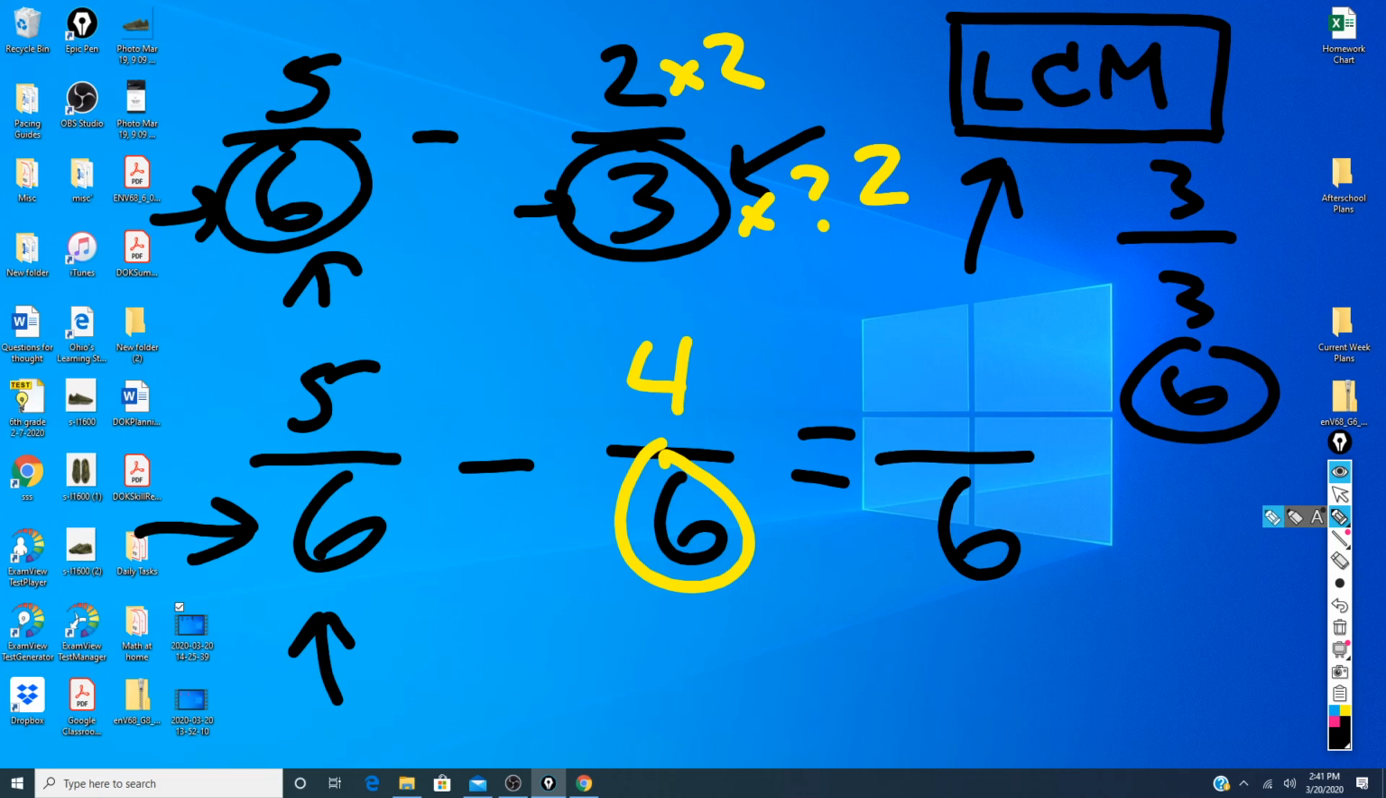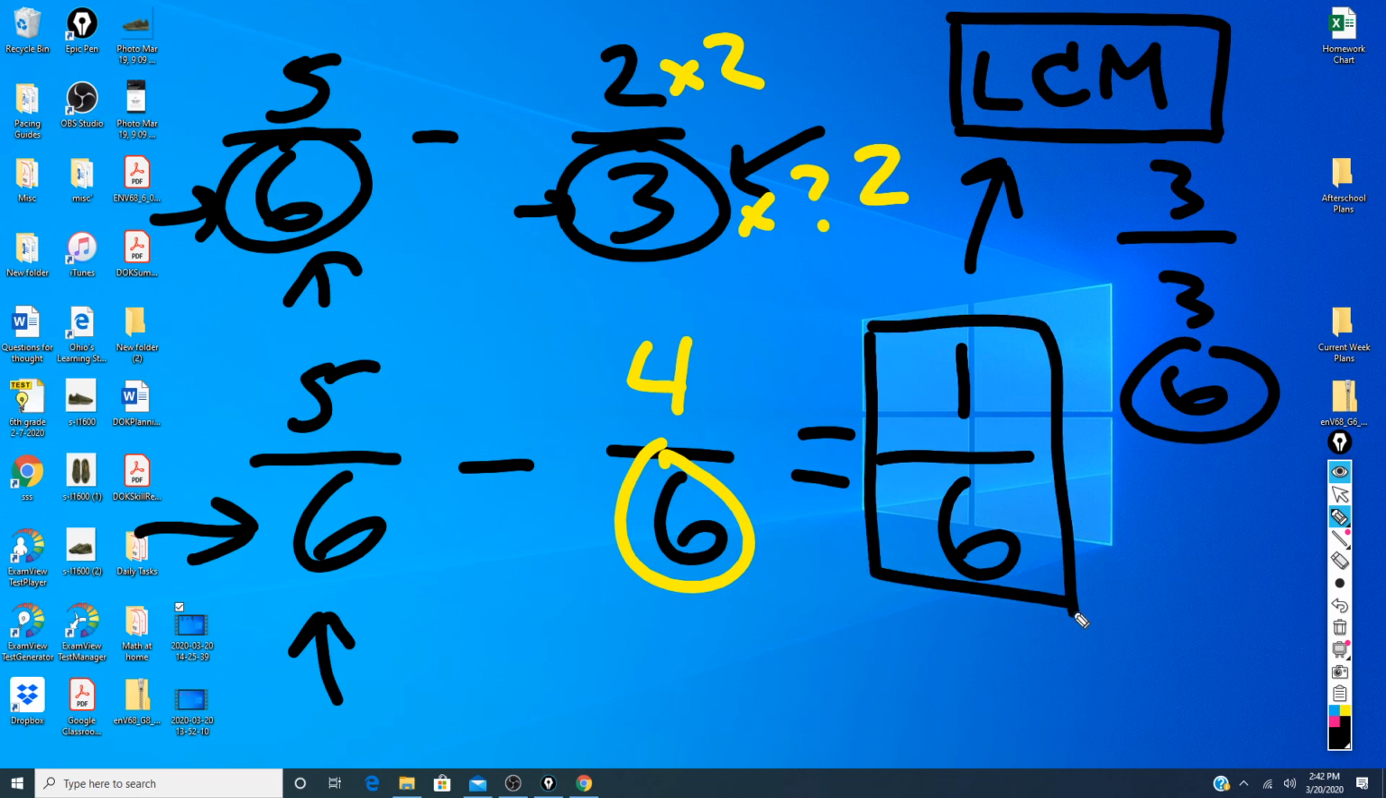Well, what's 5 minus 4? 5 minus 4 is 1. When you come to the question of what is 5 over 6 minus 2 over 3, or 5/6 minus 2/3, your answer is 1/6.